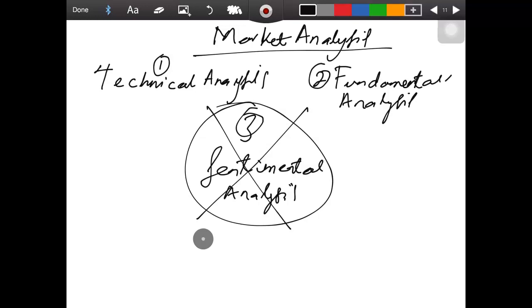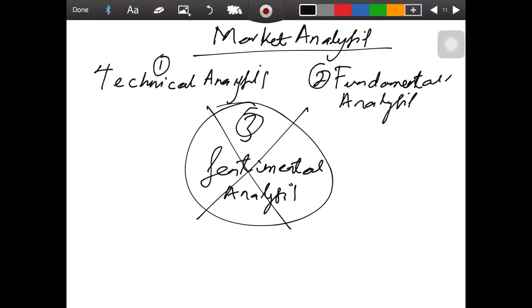Then you have fundamental analysis. Fundamental analysis is basically how do you use the news to predict or to forecast future prices. For example, the coronavirus is an example of an event that affects the fundamentals of the market. Anything that affects the global economies, anything that affects the strength of a currency.